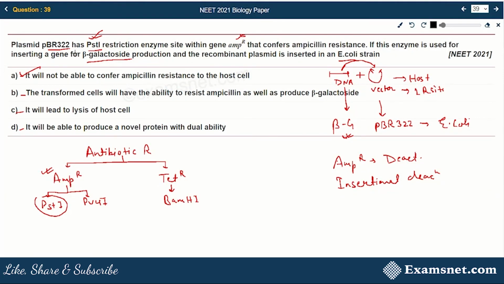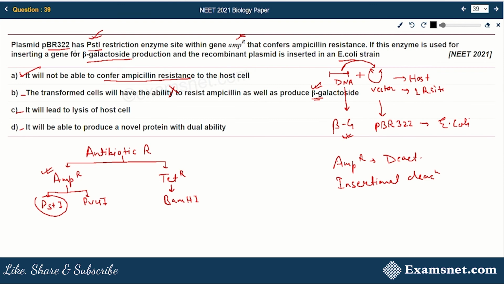Due to which this will not be able to confer the ampicillin resistance to the host cell. Therefore option A is correct. Option B is the transformed cells will have the ability to resist ampicillin. So this is wrong because it will not have the ability to resist the ampicillin. But it will be able to produce beta galactosidase.